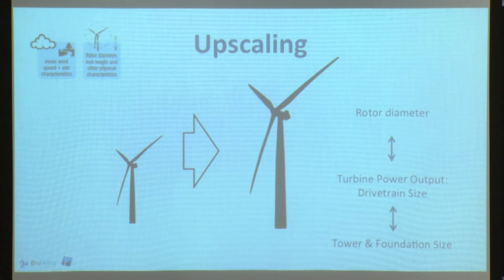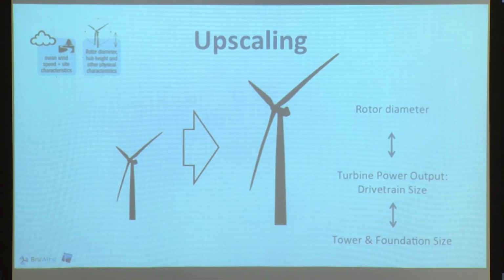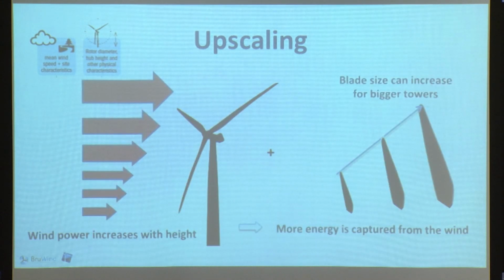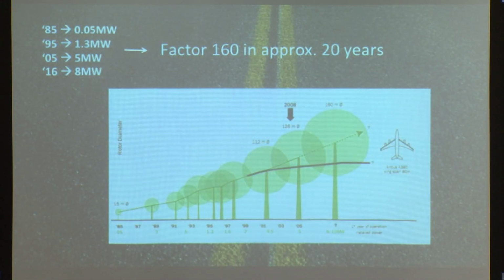So based on what your business case is, you have different brands, different types. It will have an effect on the foundation and all the rest, and on your total cost. But in general, we see that we have been going bigger and bigger. The past 20 years, there was an increase of a factor of 160 approximately in the size of the turbine. To give you an idea, I've plotted the Airbus A380 next to the diameter of the turbine here.